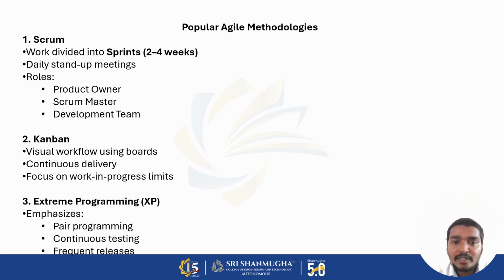So next, popular Agile methodologies. This is Scrum. Scrum is one of the methods in the Agile methodologies. The work is divided into sprints of 2 to 4 weeks, with daily stand-up meetings. The roles are product owner, Scrum Master, and development team. And next, Kanban. It is a visual workflow using boards, with continuous delivery and a focus on work-in-progress limits.